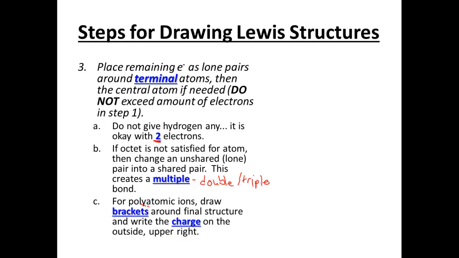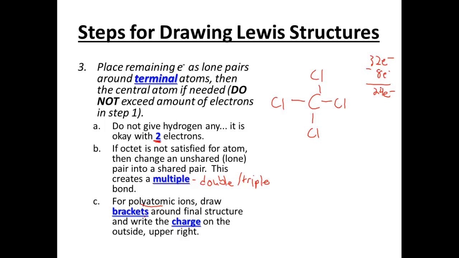If we have a polyatomic ion, we're going to place brackets around it with a charge in the upper right hand corner. In this case we don't have one. So right now we had carbon with its 4 covalent bonds. And now we started with 32 electrons and we used 8 electrons. So we're showing 24 electrons left.